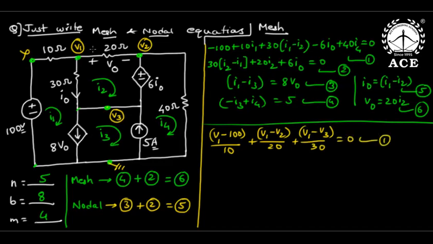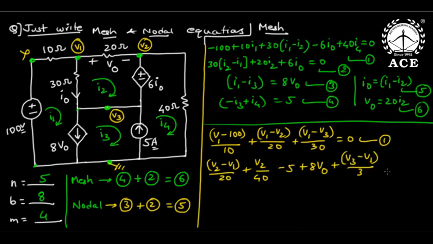Second equation, V2 minus V1 by 20, V2 by 40, shoot through, and the sum of these three currents minus 5 plus 8 V0 plus V3 minus V1 by 30 equal to 0. That is the second. This is nothing but V2 minus V1 by 20, V2 by 40, shoot through, minus 5 plus 8 V0 plus V3 minus V1 by 30.